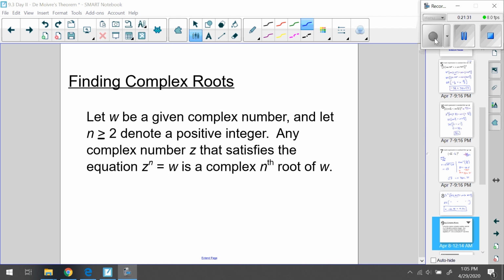Here's some given information from the book on how to find it. It says, let W be a complex number and let N be a positive integer greater than or equal to 2. Any complex number Z that satisfies the equation Z to the N equals W is a complex nth root. Basically, all this is saying is that if you have a complex number Z, and you raise it to some power N, and that gives you a new complex number W, then Z is an nth root of W.